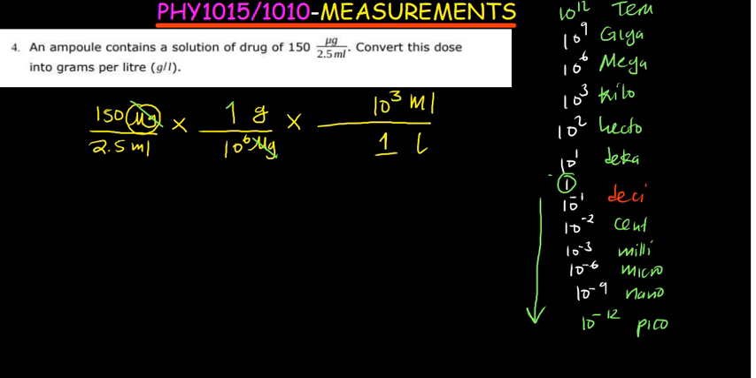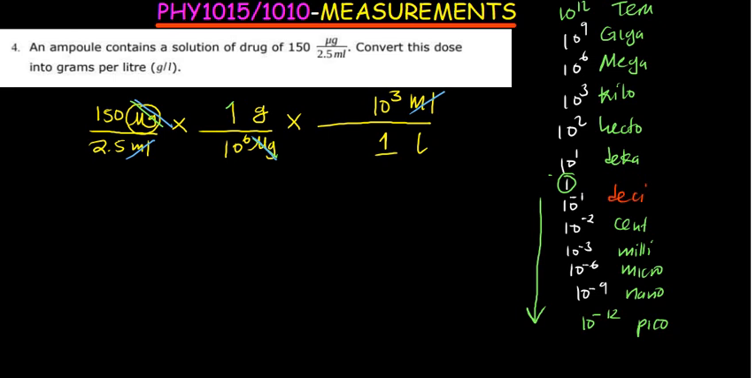So from here we can see that this microgram will cancel the microgram. This milliliter which is down will cancel the milliliter on top. So our answer is going to remain in grams per liter. So that is the value. That is what is going to give us the answer.